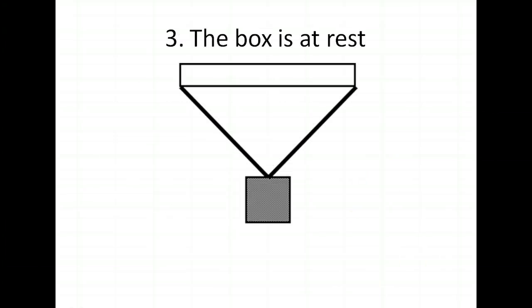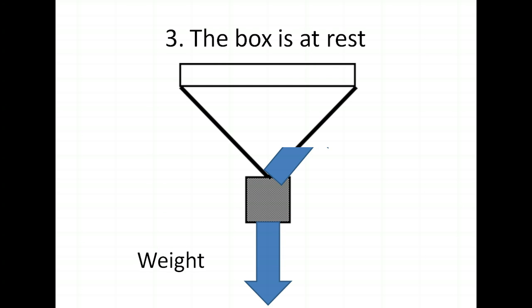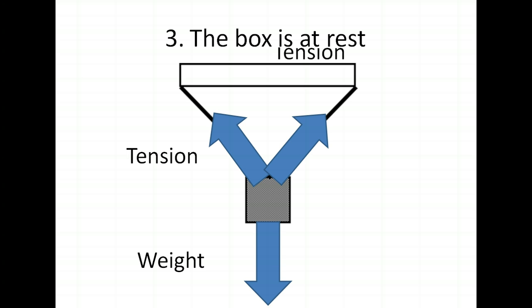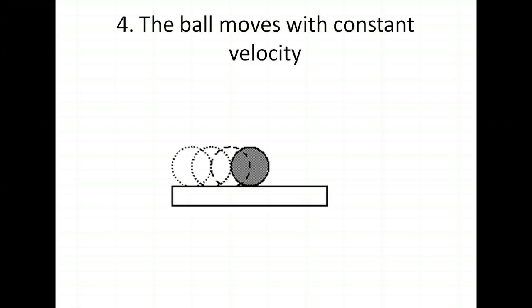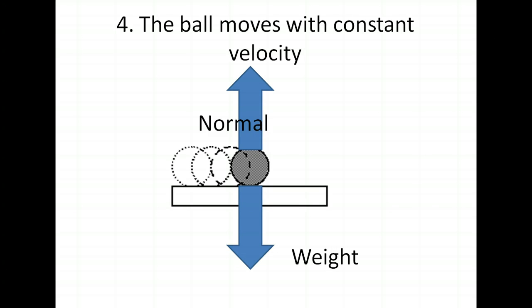So here we have a box hanging from two strings. Again, we know we have the weight going down, but then with our strings in either direction, we actually have two tension forces. So it is okay to have multiple forces of the same type, they just happen to be going in different directions. Now we've got a ball rolling along a flat surface. Again, we know we have weight, but in this case we also have our normal force because that ball is making contact right here with our surface. There's that force being exerted up.